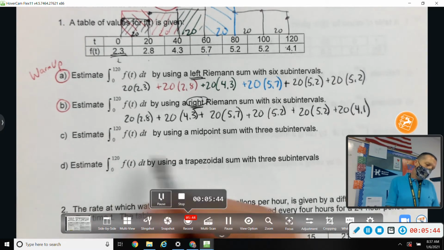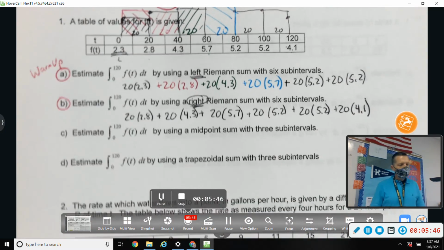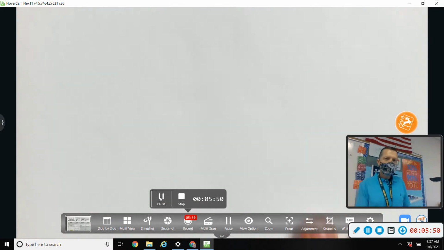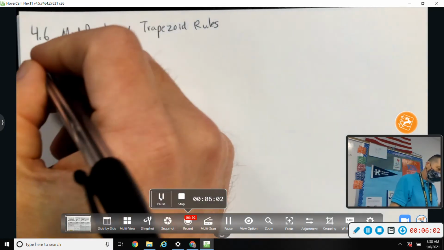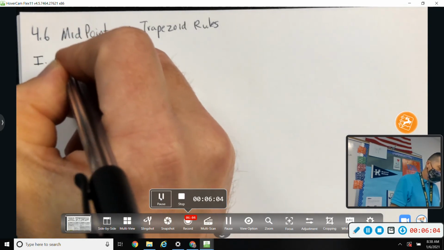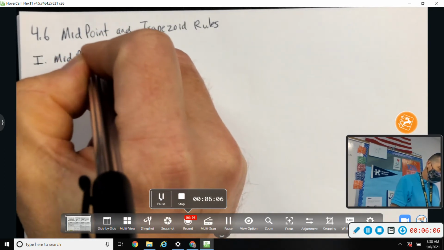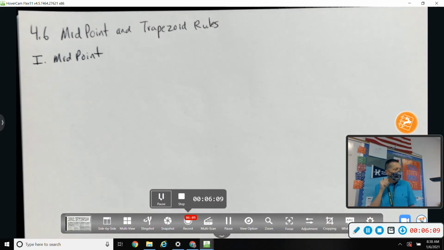All right. The next one is midpoint and trapezoid. So let's set this aside. We'll get to those later. Let's talk about midpoint and trapezoid rules. A little bit of notes, and then we'll jump back to the worksheet and do some more of it together. So first, the midpoint rule.